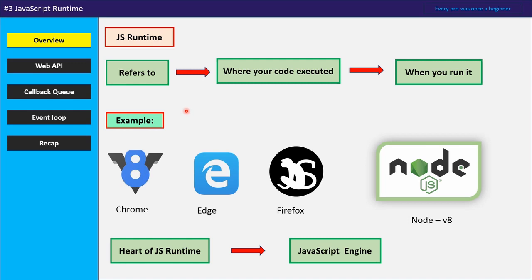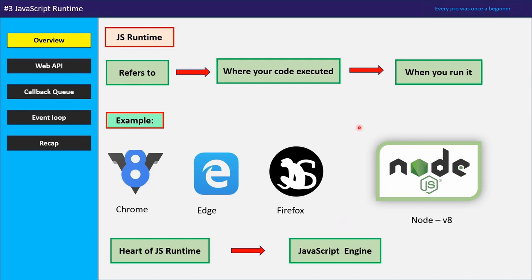JavaScript runtime simply refers to where your code is executed when you run it. For example, if you are using Chrome, your code is executed inside the V8 engine. If you are using Edge, your code is executed inside an engine called Chakra. If you are using Firefox, your code will execute inside the SpiderMonkey engine.